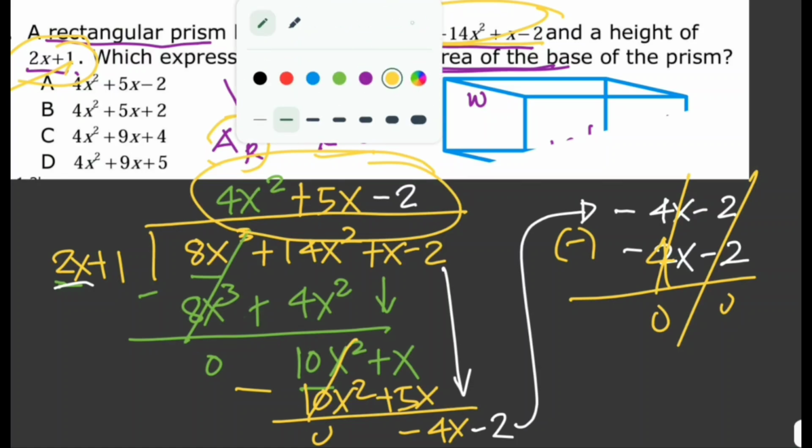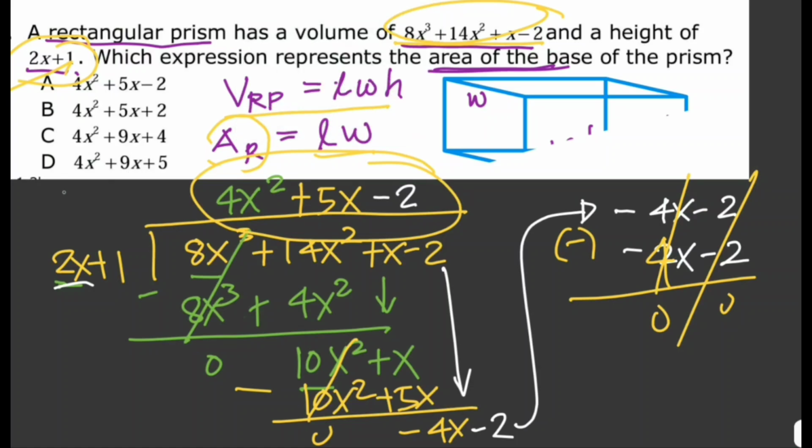So let's take a look at the choices here. 4x squared plus 5x minus 2. All right, so this is the answer to this problem.